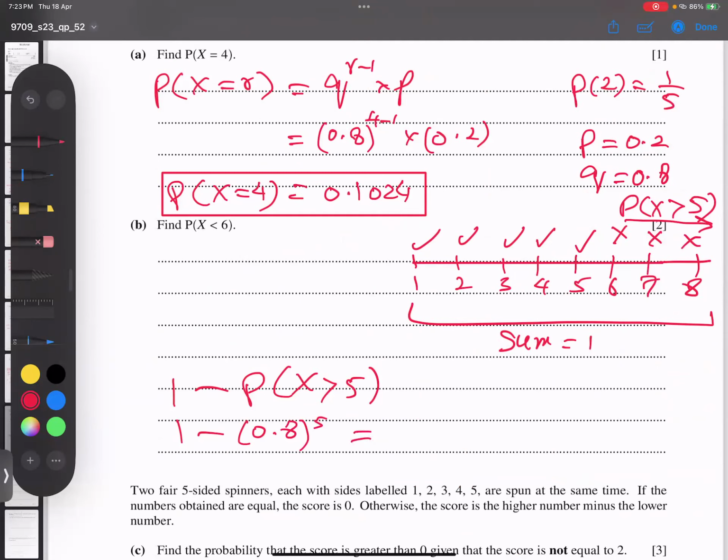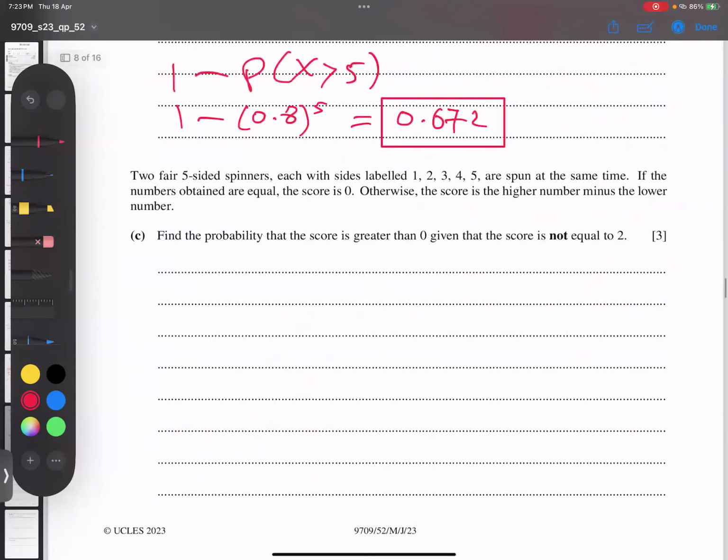So there are two methods to solve this kind of question. One longer way: find all using this formula. And one shorter way, which I just showed you. Again, I hope you got the idea of both. The answer comes if I type this value in the calculator: 0.672 is the answer.